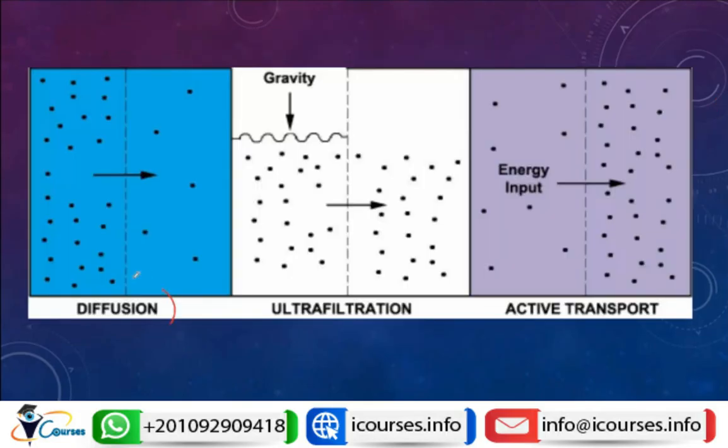So this is the diffusion, moving against the concentration gradient. This is the ultrafiltration, moving with the pressure gradient. And this is the active transport. So you can see that although the molecules here are fewer than on the other side, with the use of energy this concentration gradient can be skipped, and the molecules can move from the lower side to the higher side.